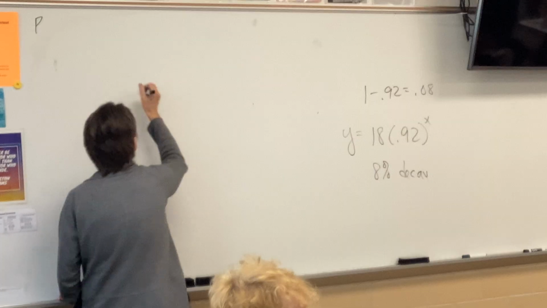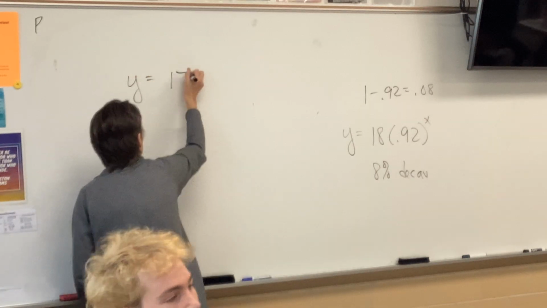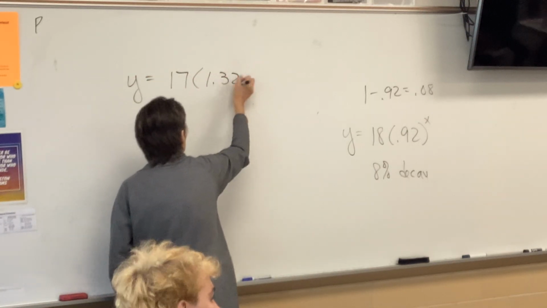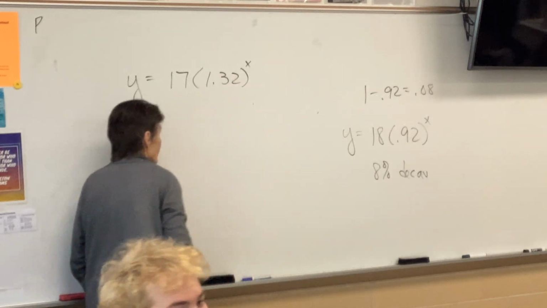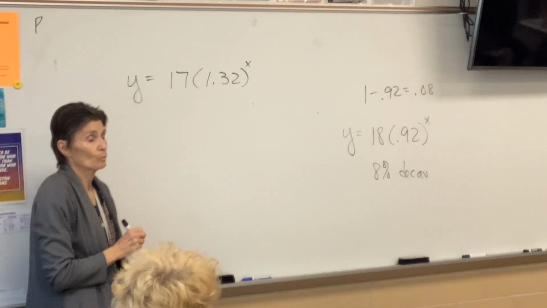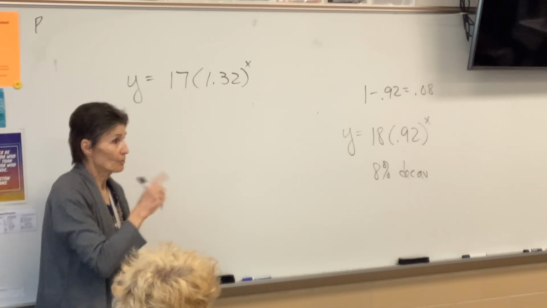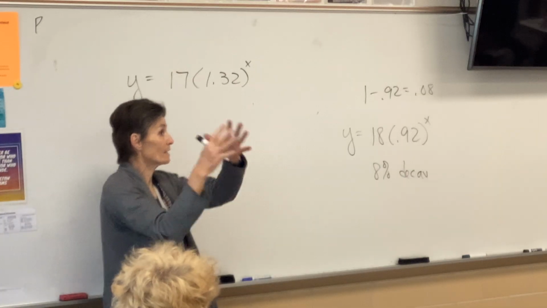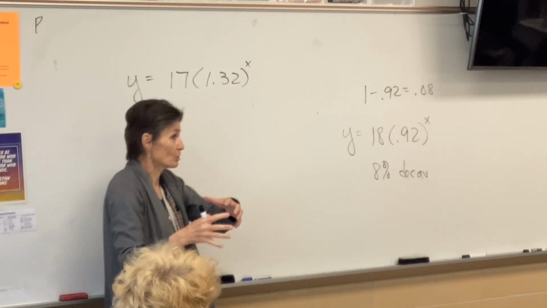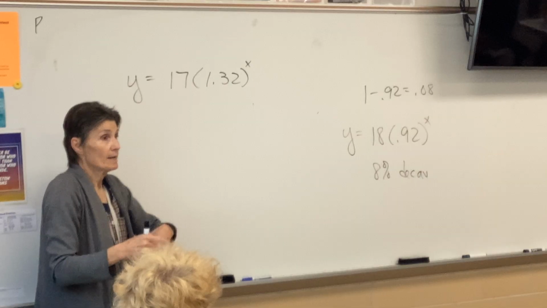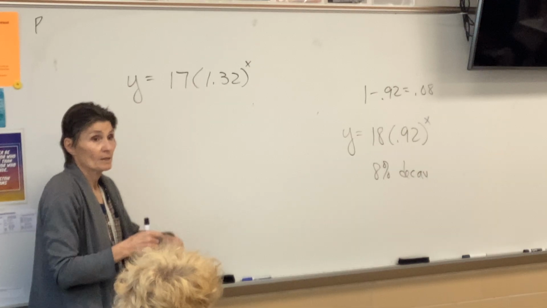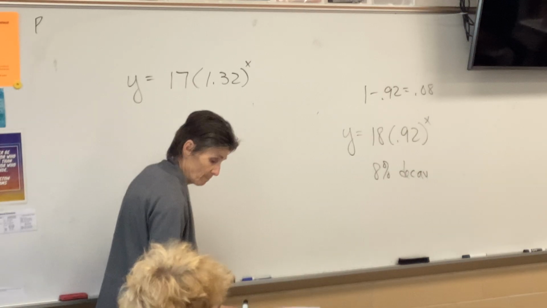Alright, how about this? Growth or decay? Growth. Percent growth? 32, because 100 plus 32, right? And the initial value is 17. All right, one more.